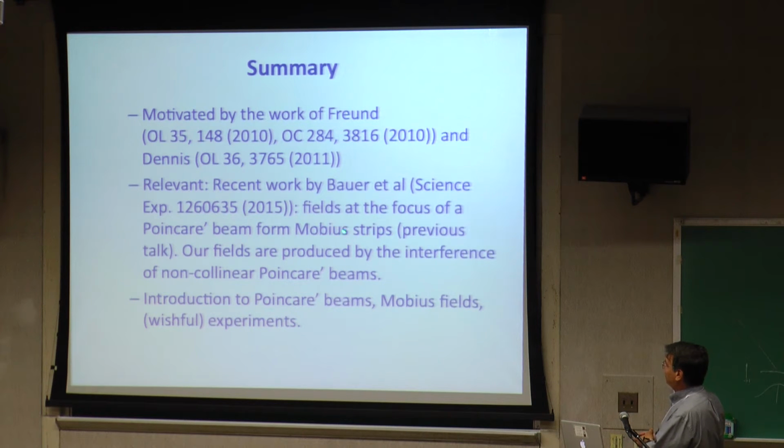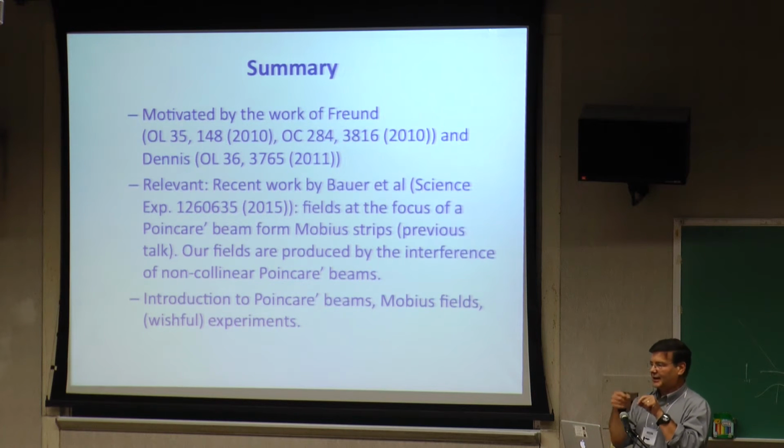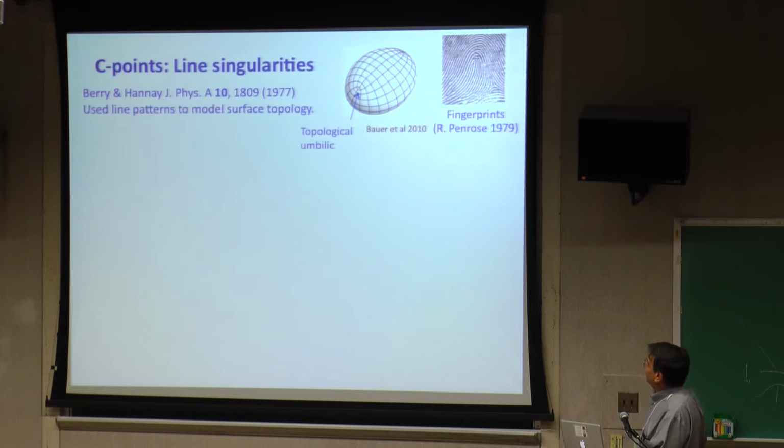So our approach is really to basically just cross 2 beams, a non-collinear superposition of 2 beams, and from that infer that pattern, which according to Freund exists. And actually, if you do the simulations, they do exist. So I'm going to tell you a little bit about Poincaré beams, the Möbius fields, and the status of our experiments. I can't report on a successful reconstruction, unfortunately. A little bit about line singularities, because this is very relevant.